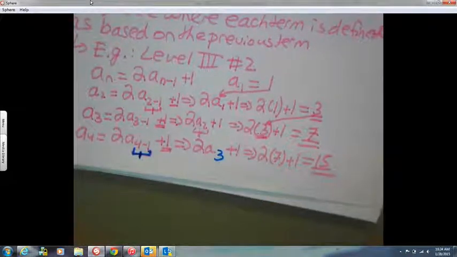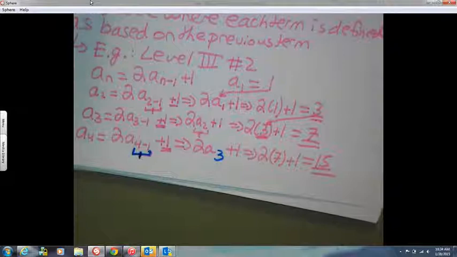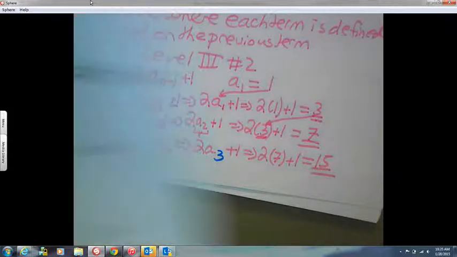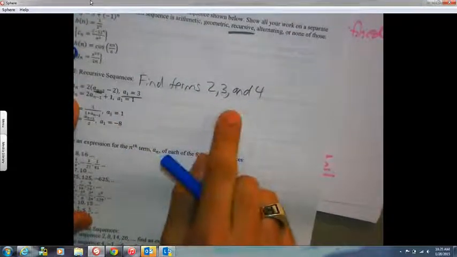Questions on recursive? Shunli? Right, so we said those directions did not print out, so please write them in. Find terms 2, 3, and 4.